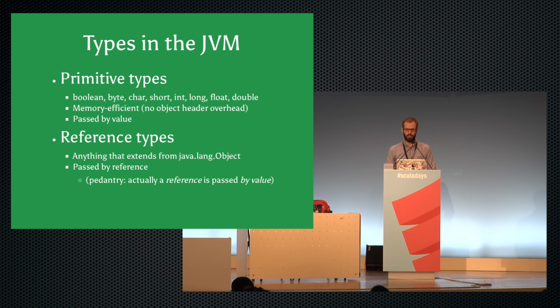So, just a quick refresher on how the type system works in the JVM. We have primitive types, which are booleans and ints and things like that, which are memory efficient. They're not objects, so they don't have the object header overhead, and they can be stored on the stack rather than the heap, and they are passed into functions by value. And then on the other hand, everything else is a reference type. So it's an object, it lives on the heap, and you pass references to that object rather than passing the object itself. I think you probably know all this.